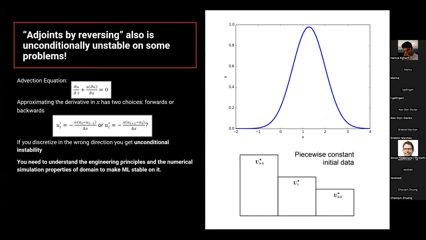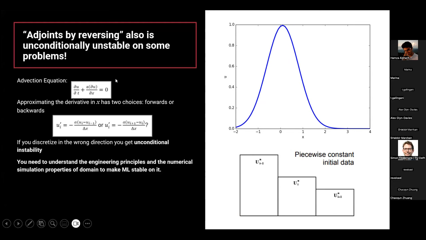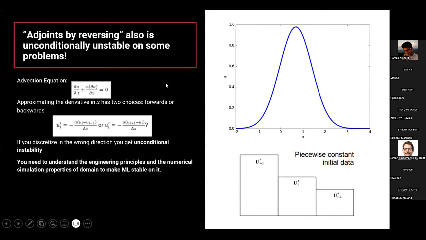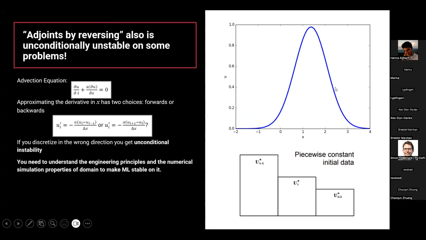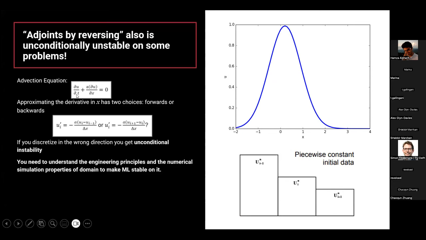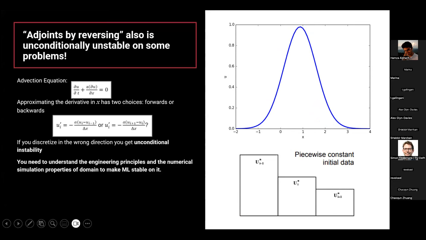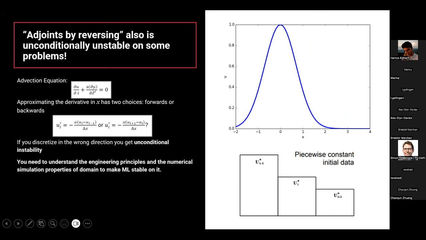Well, take a classic example here, the advection equation. So the advection equation is this partial differential equation where we know the analytical solution is a wave moving to the right. And there's two ways to discretize this. You basically say, okay, I'm going to keep the du/dt term intact. So I have an ODE at every single spatial point. And how do I define that ODE at every single spatial point? Well, I just need to discretize du/dx.